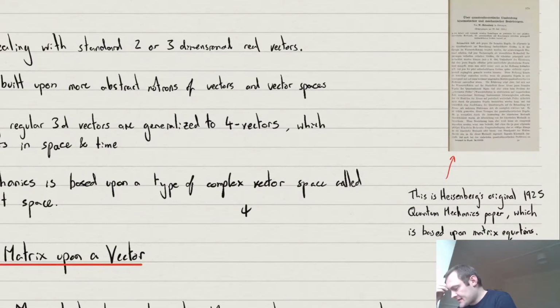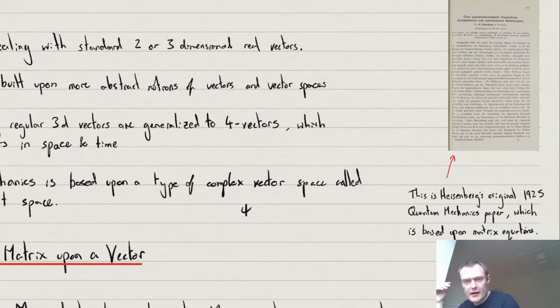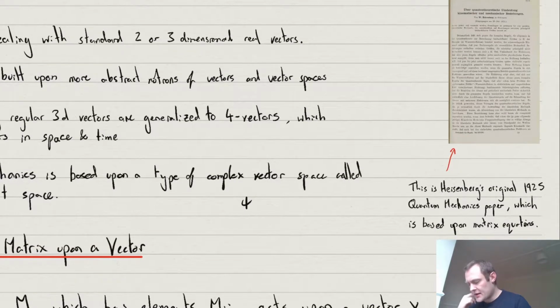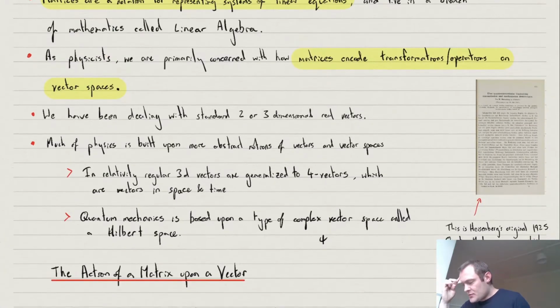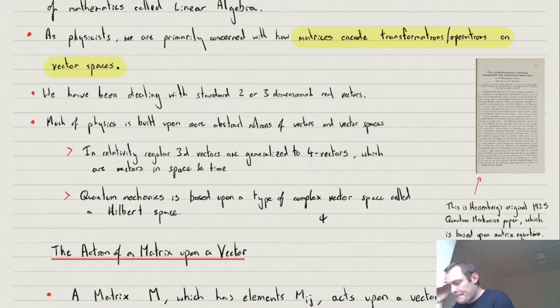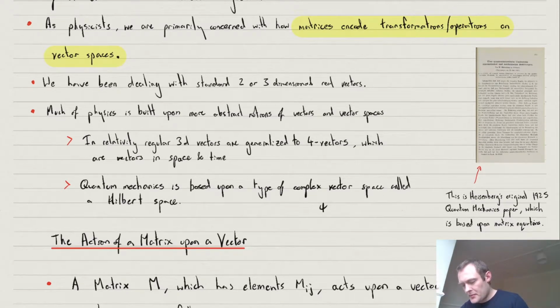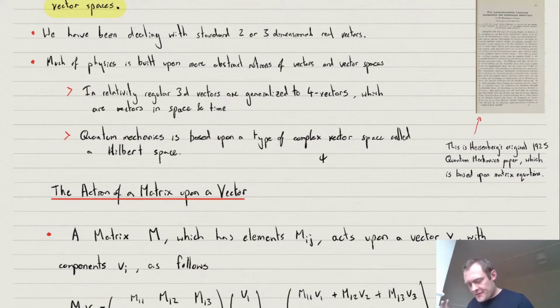This is Heisenberg's original 1925 paper, in which he introduced the new formulation of quantum mechanics, the more modern formulation of quantum mechanics, and yes, that's based upon matrix equations. So matrices we should try and think of as transformations or operations on vectors and vector spaces. We'll do plenty of examples of how this works over the next few videos and over the next couple of weeks. But let's just define the action of a matrix upon a vector.